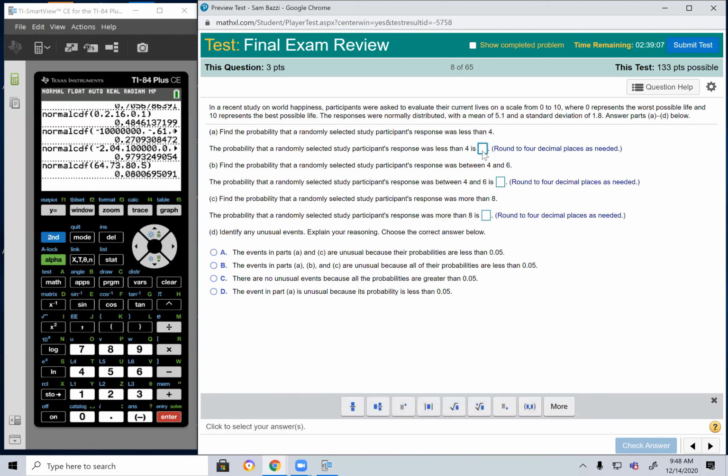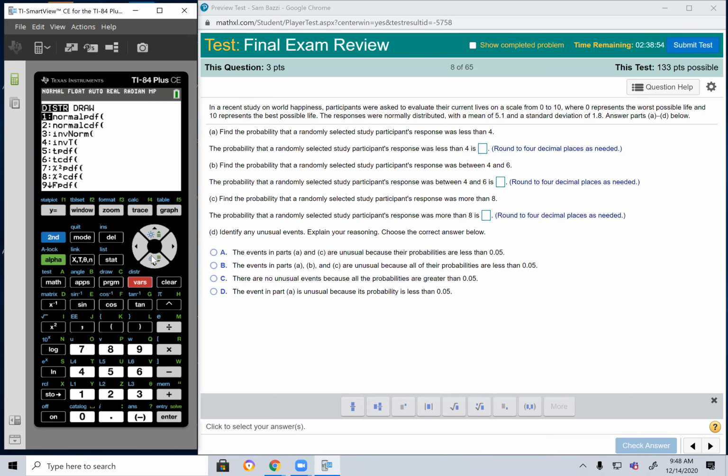Less than 4, we need, so less than 4, the lower bound is going to be negative 1 million, upper bound is 4, and the mean is given, 5.1, and standard deviation 1.8. So let's do it. So negative 1 million. Less than 4, that's a 4 here. And the mean is 5.1. And the standard deviation is 1.8.